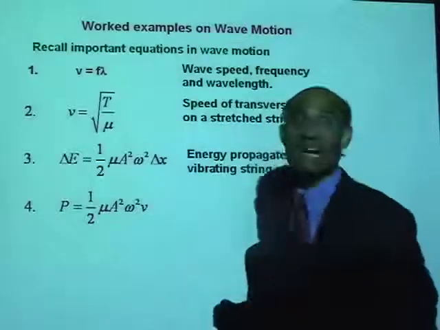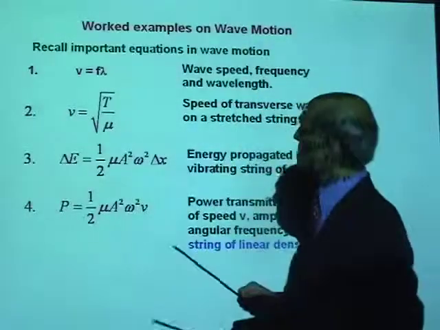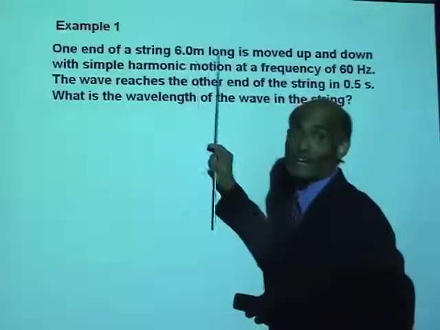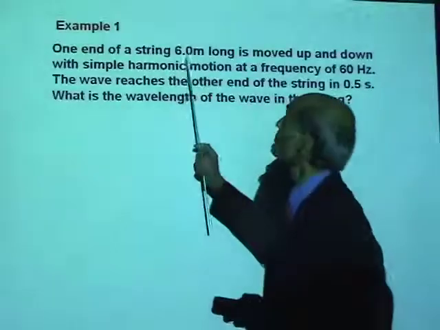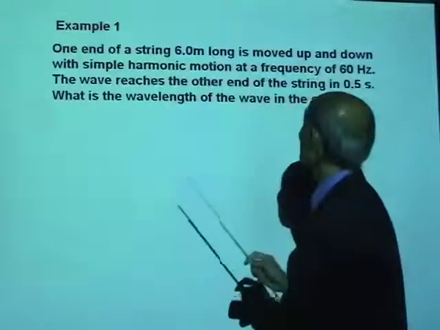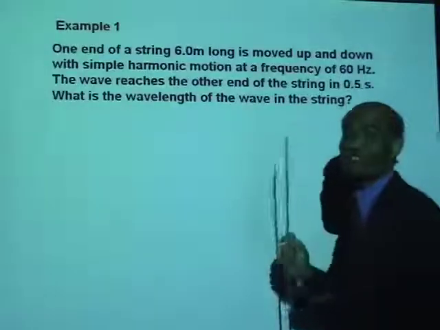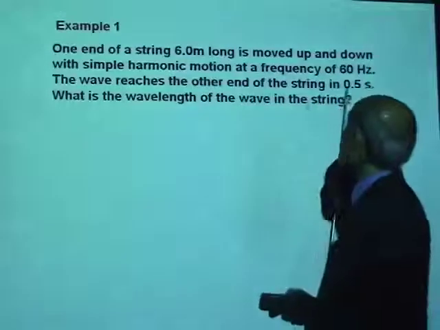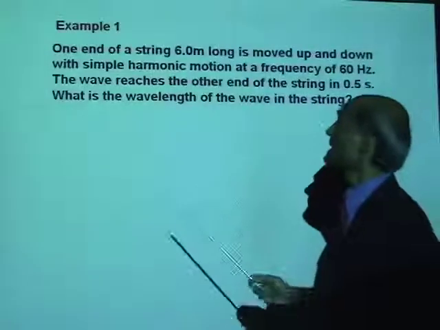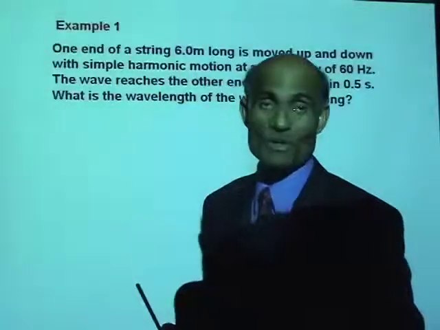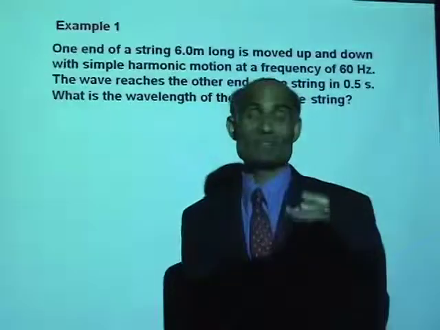Alright, let's use these now to solve a few problems. Example 1. One end of a string 6 meter long. The length of the string delta x equal to 6 meter is moved up and down with simple harmonic motion at a frequency of 60 Hz. The wave reaches the other end of the string in 0.5 seconds. What is the wavelength of the wave in the string? We want to find the wavelength.